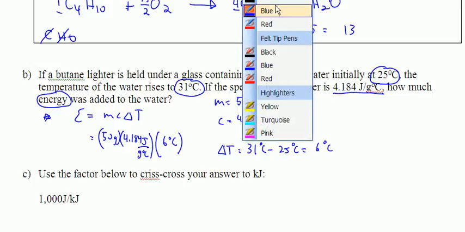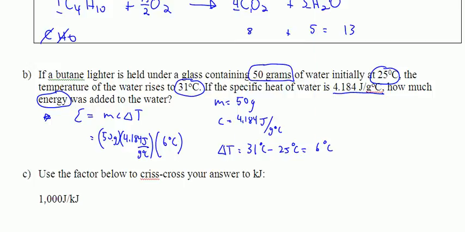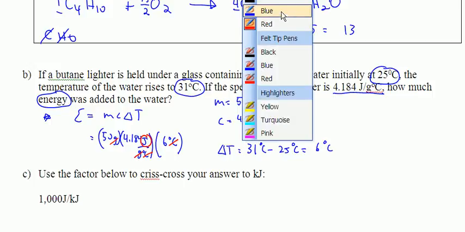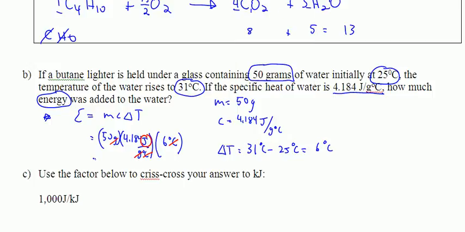Change my pen here so you can see where the units cancel. The grams cancel, that's for sure. The degrees Celsius cancel, and we're left only with joules. So we're going to get some answer. It's going to be 50 times 4.1 times 6, so it's going to be around 1200. I'm not sure what that answer is going to be exactly, but the unit on it's going to be joules. I don't have a calculator on me, so I'll let you do that math. But it's going to be around 1200.